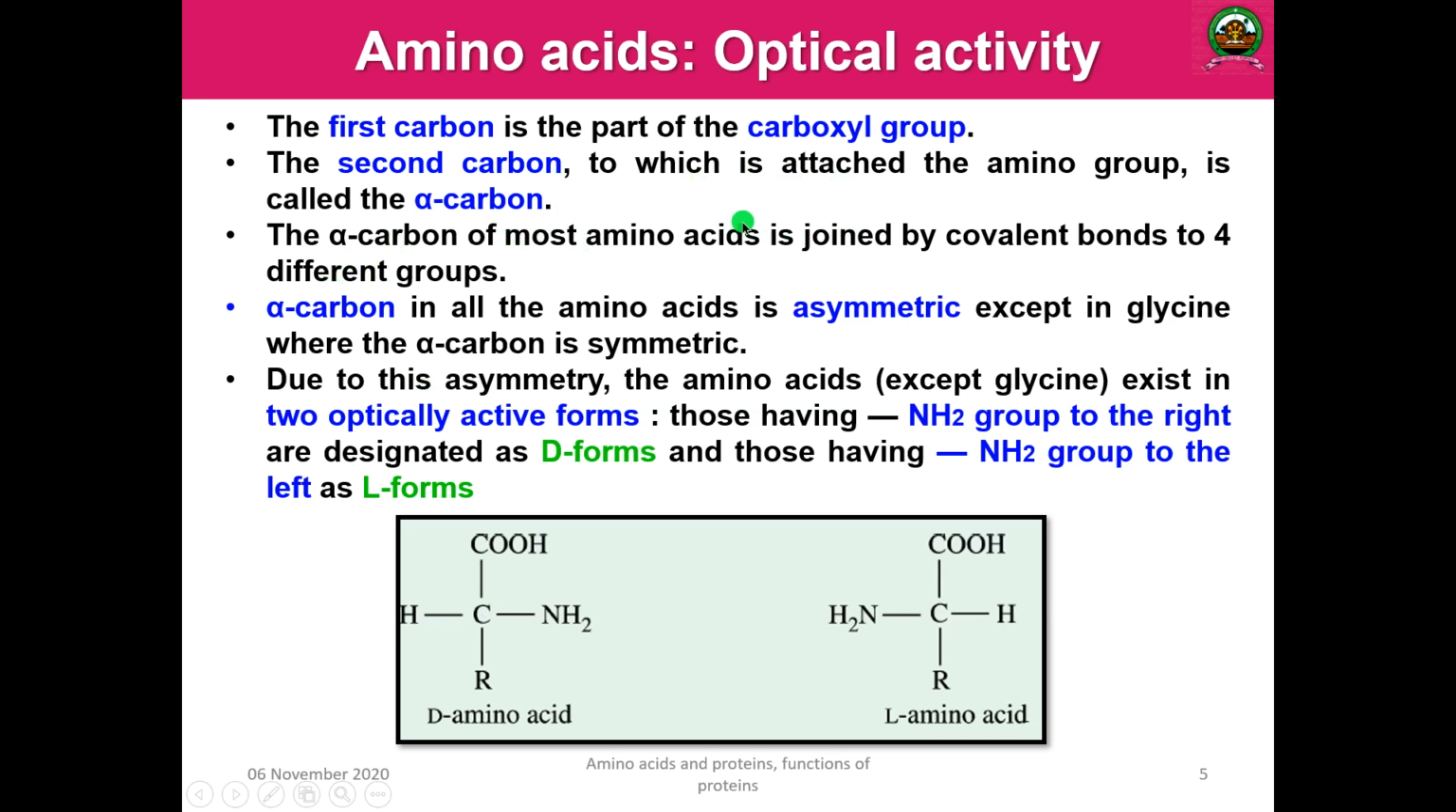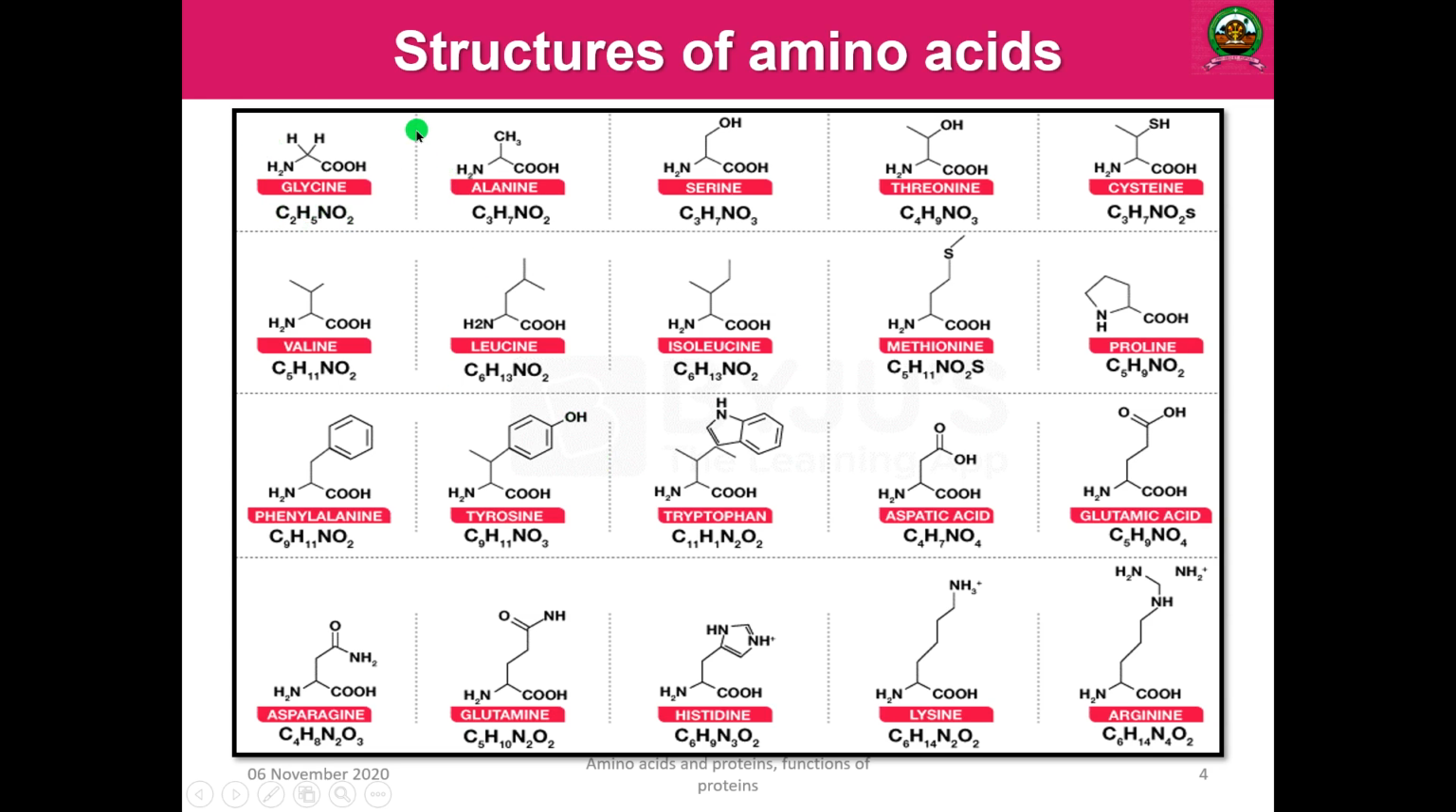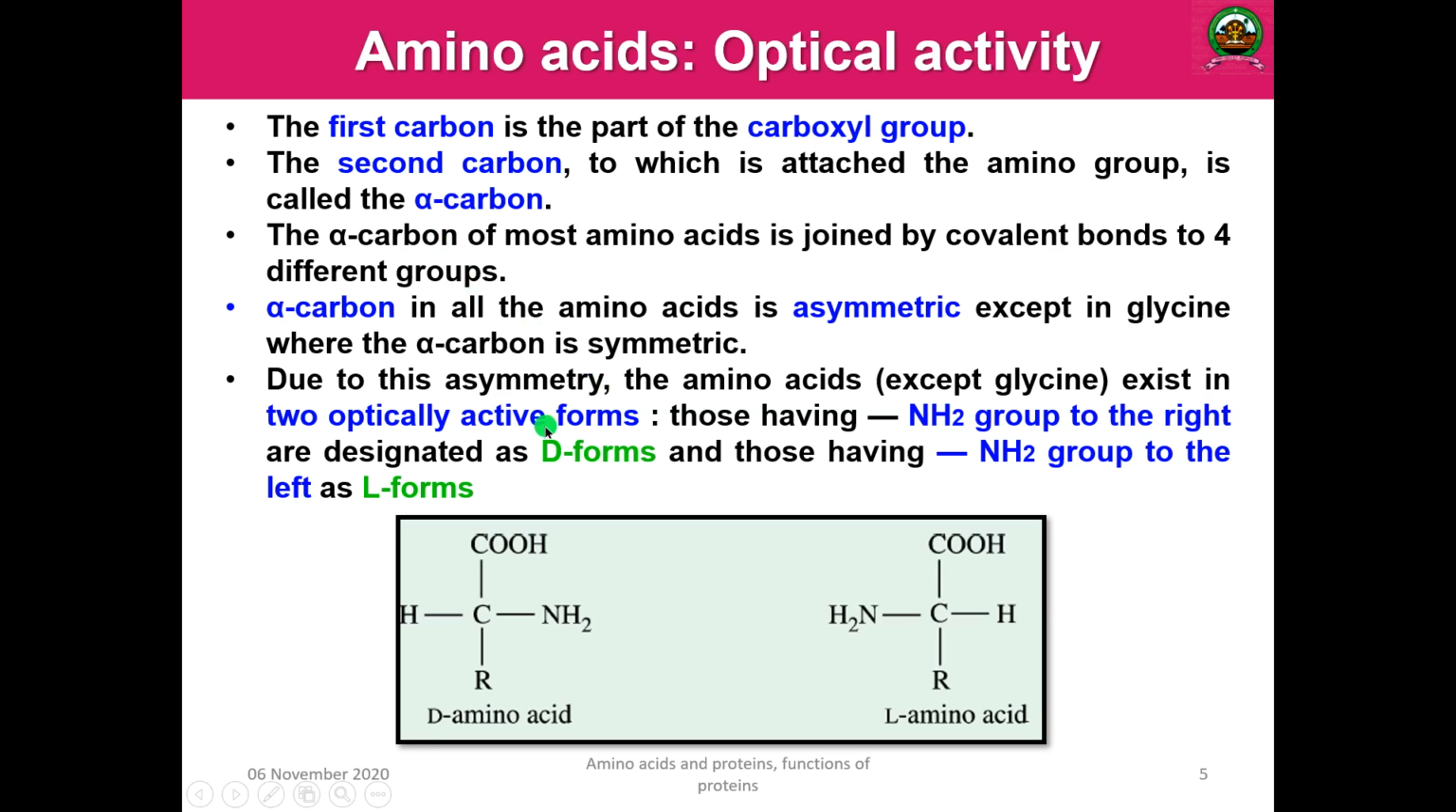The alpha carbon of most of the amino acids is joined by covalent bond to 4 different groups: COOH, H, NH2, and side chain. And this alpha carbon in all the amino acids is asymmetric or chiral, except in the case of the simplest amino acid called glycine. Here you can see there are 2 hydrogens, so they are the same, and it is symmetric. In all other amino acids, this is a chiral carbon atom.